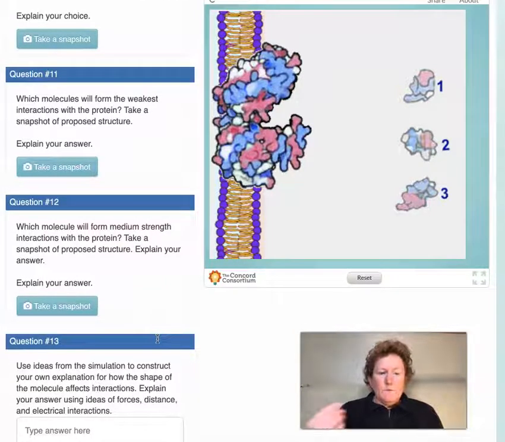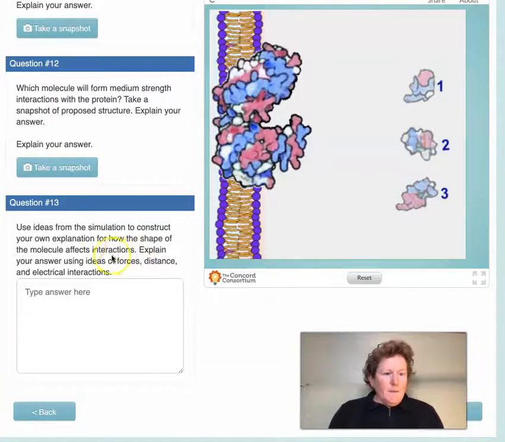And then which one is the medium interaction? And again, base your choice on shape of the molecules and the charges, because those are both things that affect the stability of two molecules interacting. So pause the video and take snapshots for question 11 and 12, and of course explain your answer in terms of shape and charge.